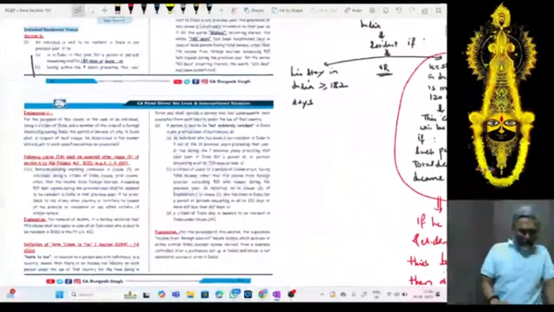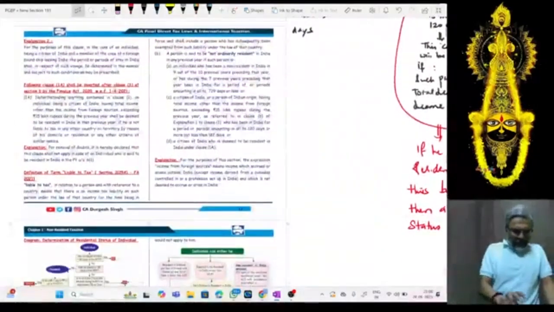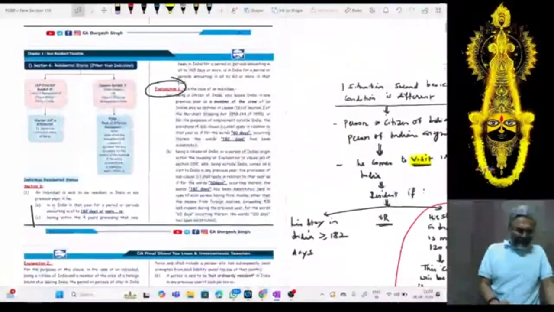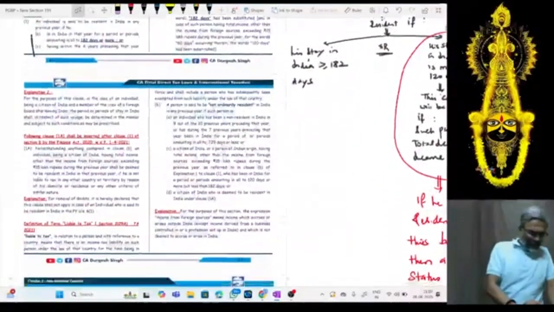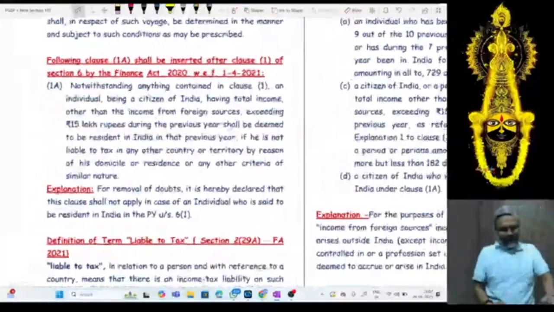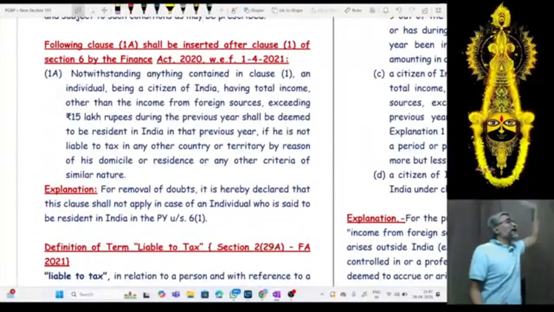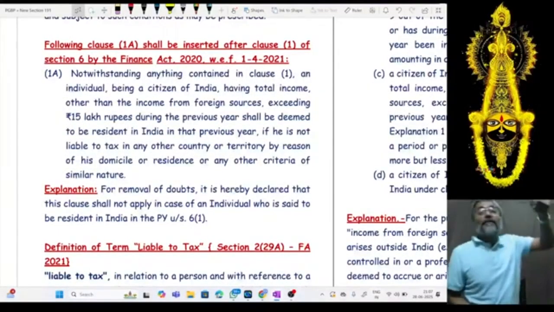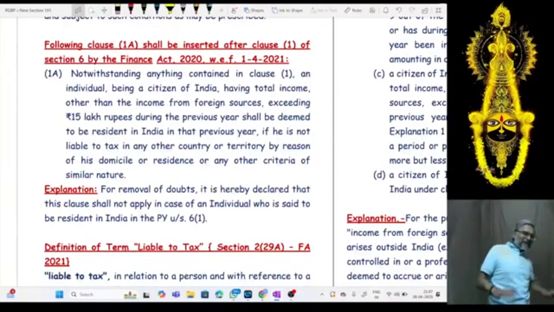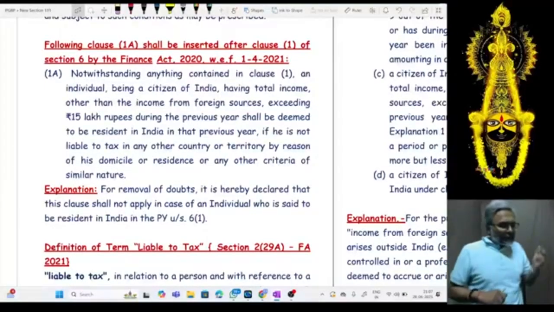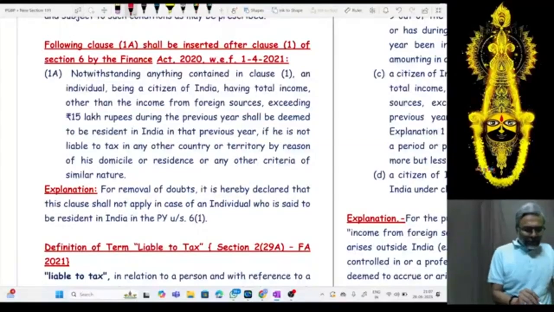Now, students, there is one clause 6.1a. Although I don't find much coverage in the examination on the 6.1a residential status. Can you see this one, students? There is one clause 6.1a which you all are aware of. Remember, he is not a resident in any foreign country, then he can be deemed to be a resident in India. Remember something of that sort you have studied? So students, please be careful.